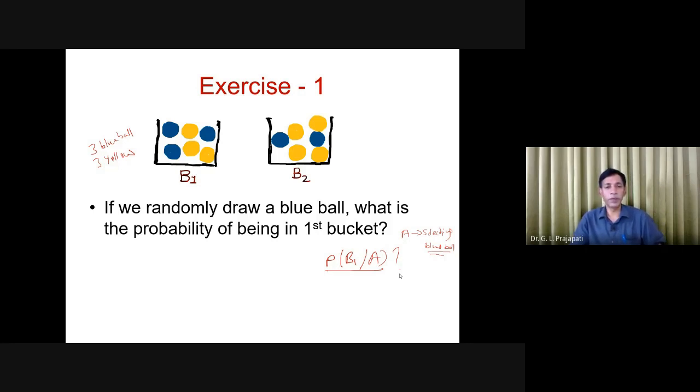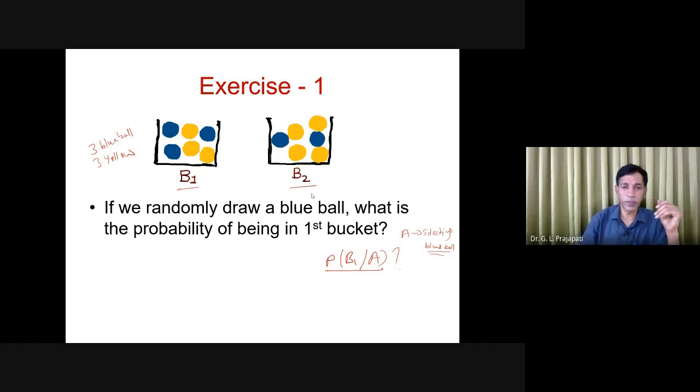For buckets B1 and B2, we have to assume that both are equally likely. You can take the blue ball from bucket B1, or you can also take the ball from bucket B2. Both having equally likely probability means the probability for B1 and the probability for B2 is 0.5.